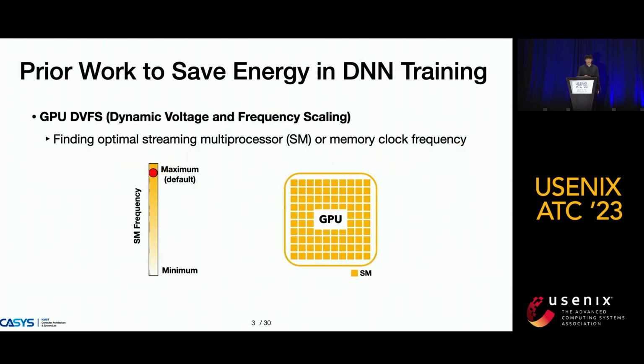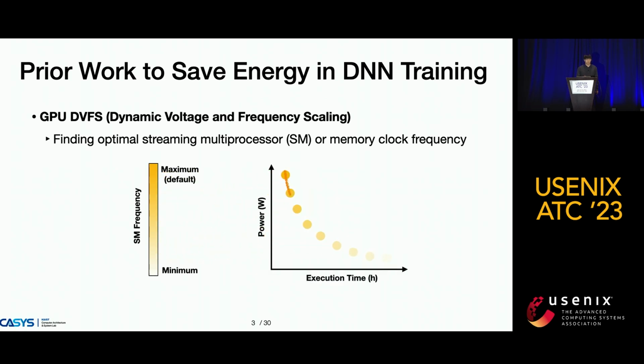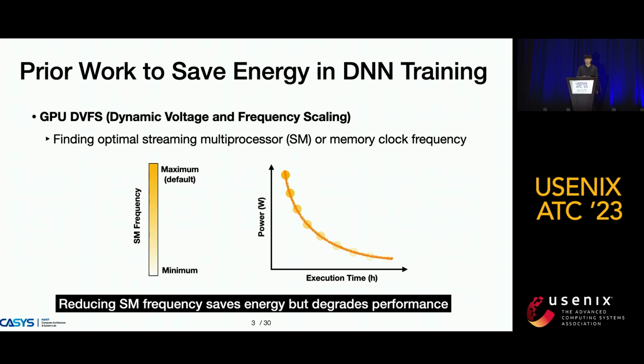Let's explore previous approaches that have aimed to save energy in DNN training. Common methods use GPU dynamic voltage and frequency scaling, which seeks to find the optimal streaming multiprocessor frequency or memory frequency. Streaming multiprocessors, which I will now refer to as SMs, are small processing units responsible for executing thousands of threads in parallel in the GPU. By default, the SM frequency of a GPU is maximum, and we can reduce the SM frequency. By reducing the SM frequency, energy saving can be achieved with a trade-off in performance.